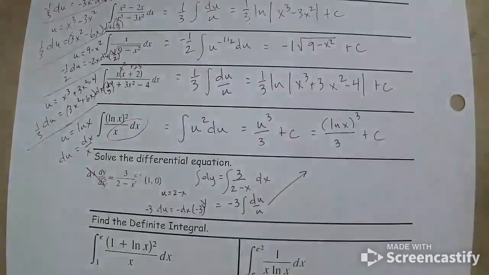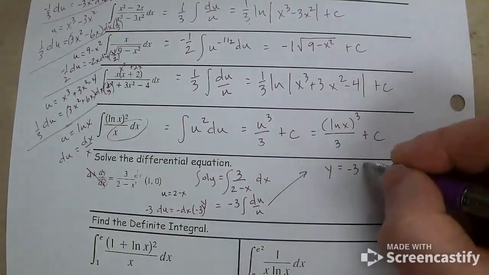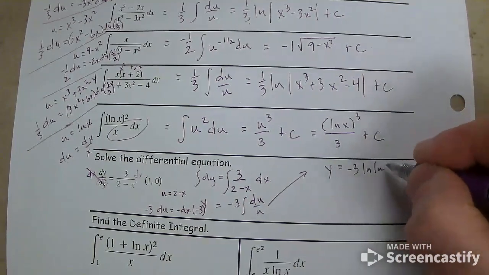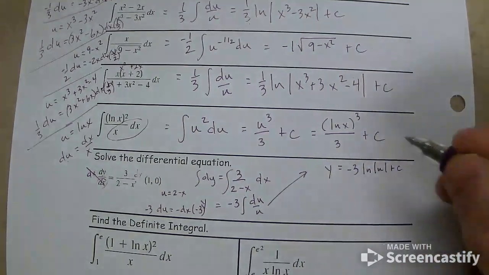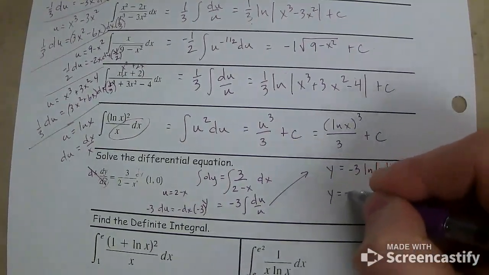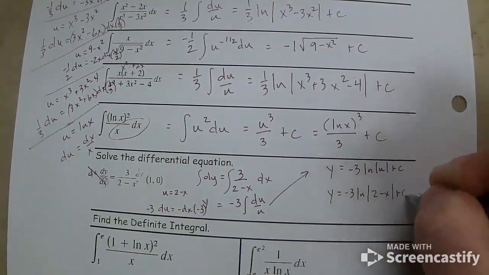So if I move it up here, I'm going to get y equals negative 3 natural log of u plus c. And what was u again? U was 2 minus x. So this is y equals negative 3 natural log of 2 minus x plus c.